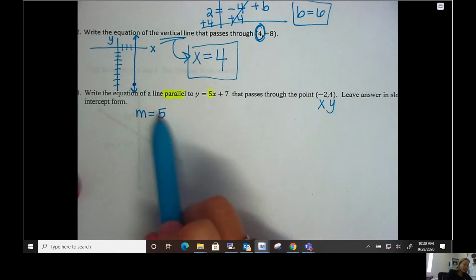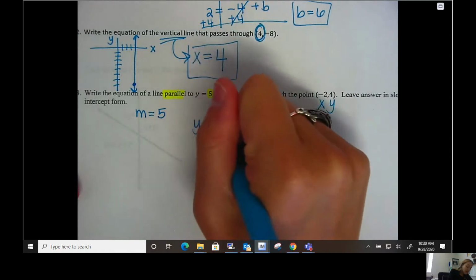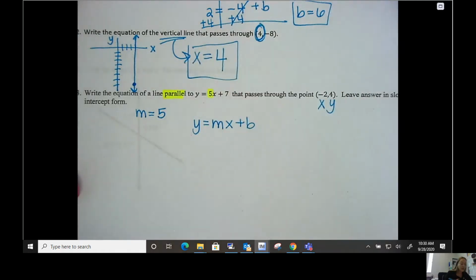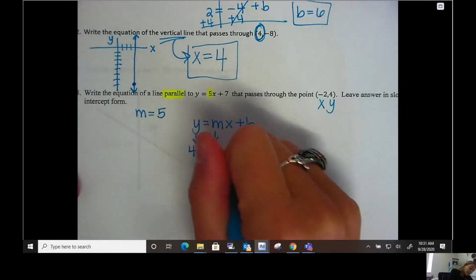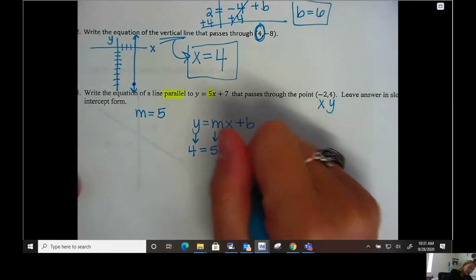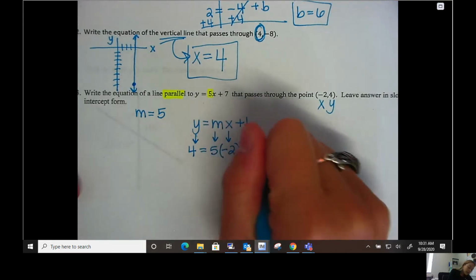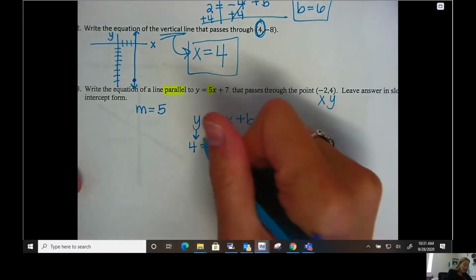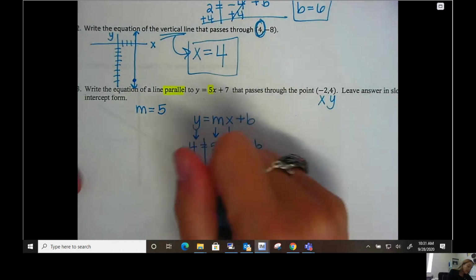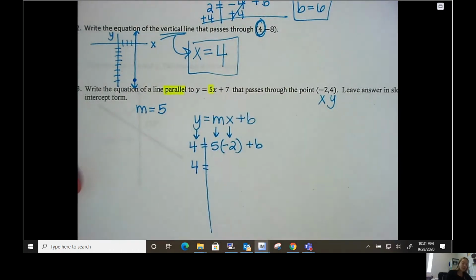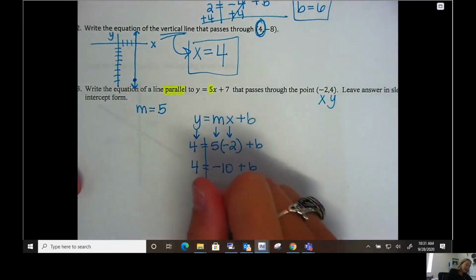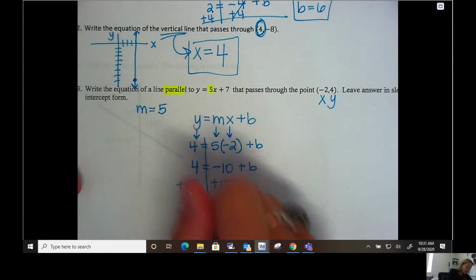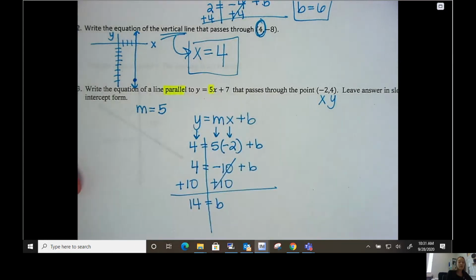Now I've got my x, my y, and my m. I'm going to plug it into the equation y equals mx plus b and solve for b. For y, I plug in 4. For m, I plug in 5. For x, I plug in -2. And I put plus b because that's what I'm solving for. All right. 5 times -2 gives me -10. And then to get the b by itself, I add the 10 to both sides. I get 4 plus 10 gives me 14 equals b.